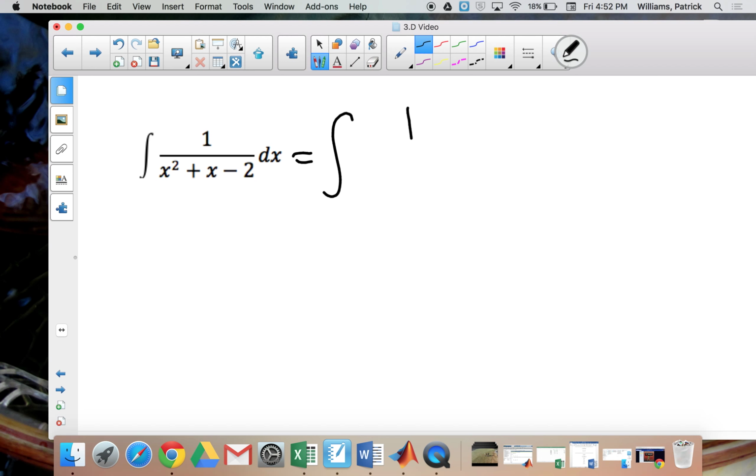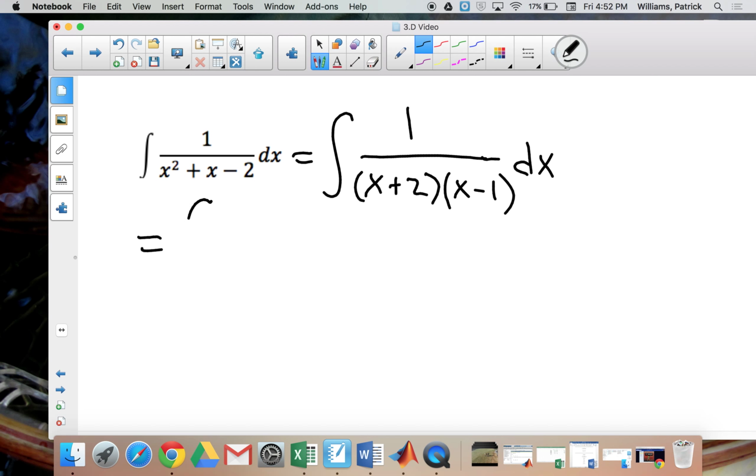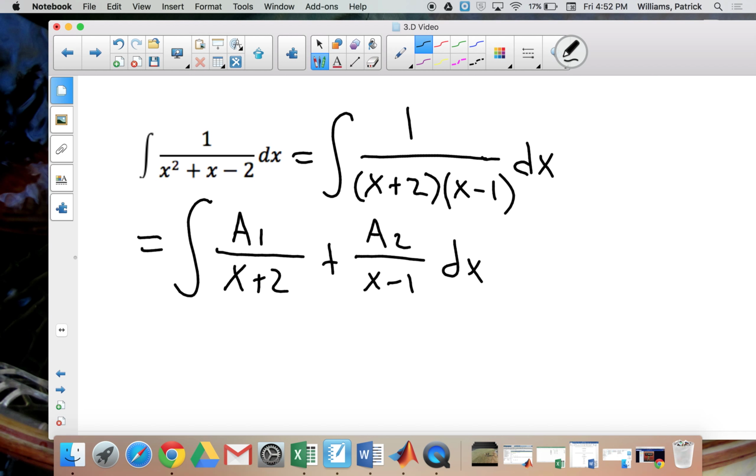So let's rewrite this integral. If we factor it, it'll end up being x plus 2 times x minus 1. That's what our integral is, dx. So remember that if we convert this to a partial fraction solution, that's the same thing as saying this will be the integral of some constant a1 over x plus 2, and then plus some constant a2 over x minus 1 dx. Okay? So we got to use that Heaviside cover-up method to solve for a1 and a2.